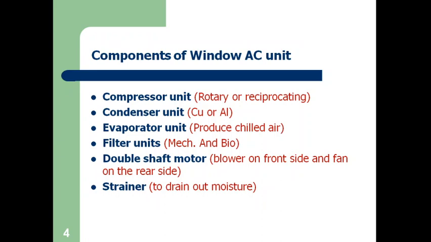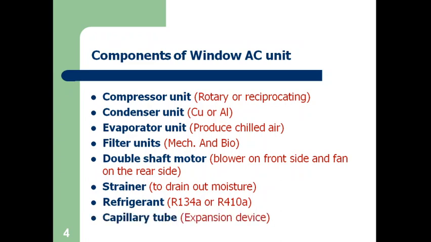Next is the strainer. The strainer is a very small, integral part of any window air conditioning system. It arrests the suspended moisture particles in the vapors of the refrigerant. It is fitted inside the closed unit of the refrigerant cycle. Next is the refrigerant. There are many different types of refrigerants, but nowadays R134A and the latest, R410A, are used. R410A is the most efficient refrigerant these days, and it is also very safe from an environmental point of view.